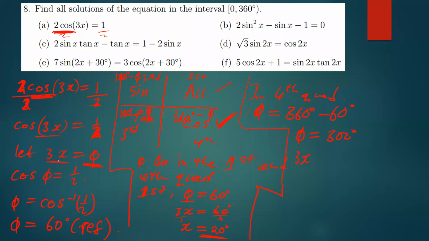After doing that, you can replace back your phi, which is 3x here. We said phi is equal to 3x. So we say 3x is equal to 300 degrees. We divide by 3 to find x, which is just 100 degrees. Therefore, the values of x are simply 20 degrees and 100 degrees.